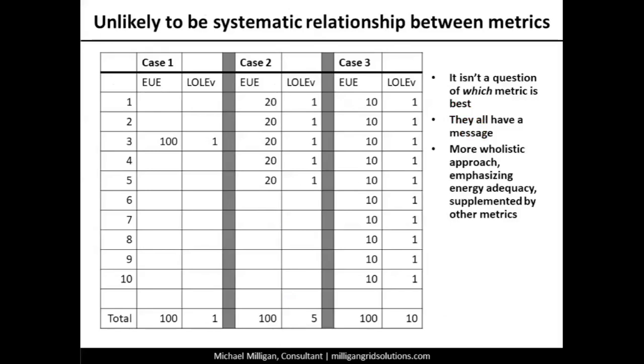EUE here is expected unserved energy, and this is just one simple example. You could come up with others where I have 10 hypothetical years. In case one, I've got one big outage, one event, and it causes an unserved energy of 100 megawatt hours. But in case two, I've got the same unserved energy, but it's spread over several different outages, several different years. And case three, even more so. So the number of events differs in each of the cases, and yet the unserved energy is the same. This is just one example to say that I don't think there's any real uniform relationship between the various metrics. But I'm certainly in favor of utilizing all of them.